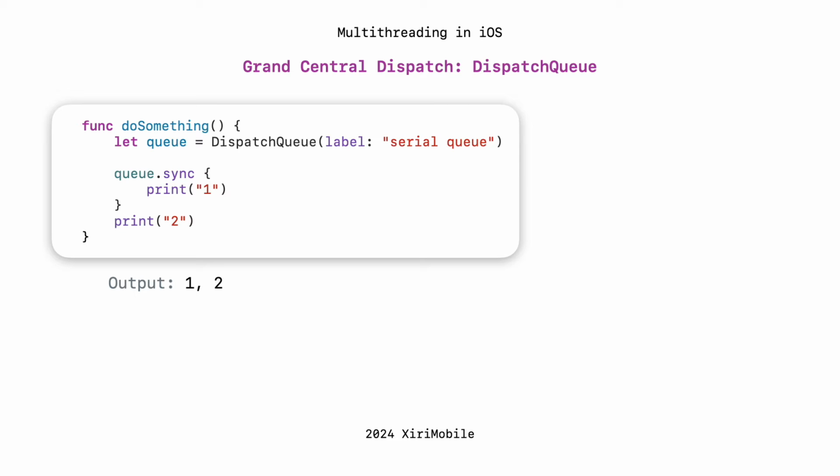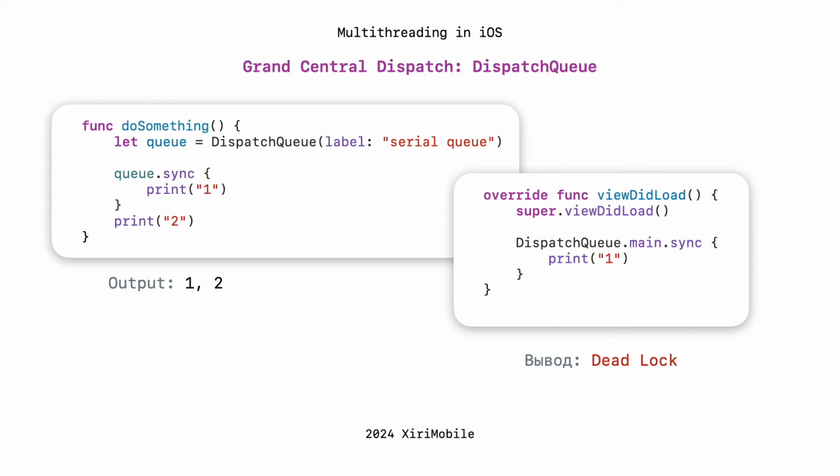Let's consider synchronous switching in a serial queue. The sync call will block work in the current queue, waiting for switching to the specific queue and executing its block. If we try to switch synchronously from the same serial queue to the same one, we'll get a deadlock. This is true for the main queue as well as for any other serial queue. For concurrent queues, there will be no problem in this case.